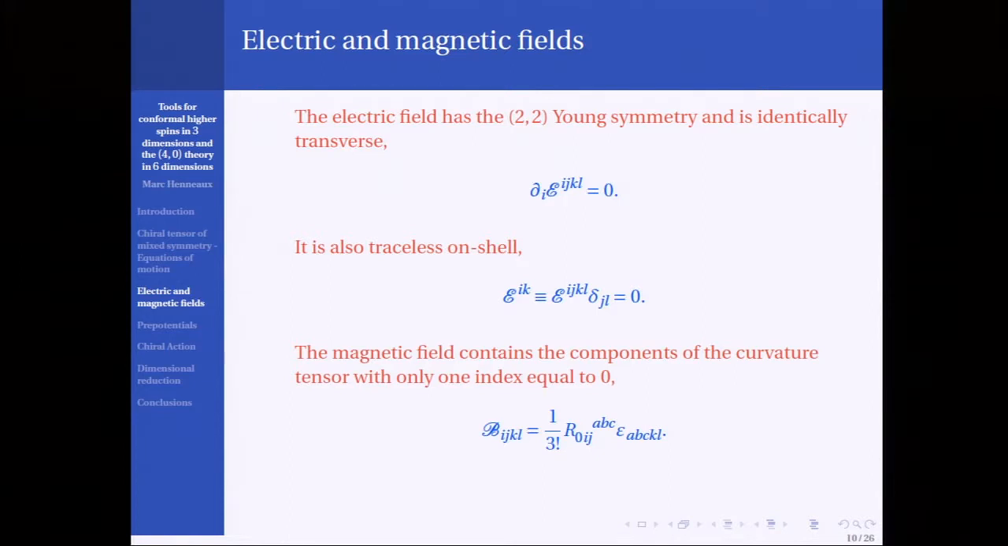So it has the same number of indices as the electric field. Now again, you can show that it is traceless because of the cyclic identity for the Riemann tensor, and one can verify that, because of the Bianchi identities for the Riemann tensor, it's also transverse on at least the last 2 indices.